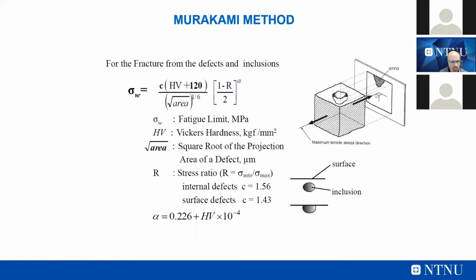So actually the idea of Murakami is to correlate the fatigue limit of your material with some other material properties that are linked to the hardness of your material, but the most important parameter is the square root of the area of the defect, which can be on the surface or can be an inclusion. Okay, and this will allow you to predict the fatigue life of your component also in the absence of a notch, only in the presence of a defect.